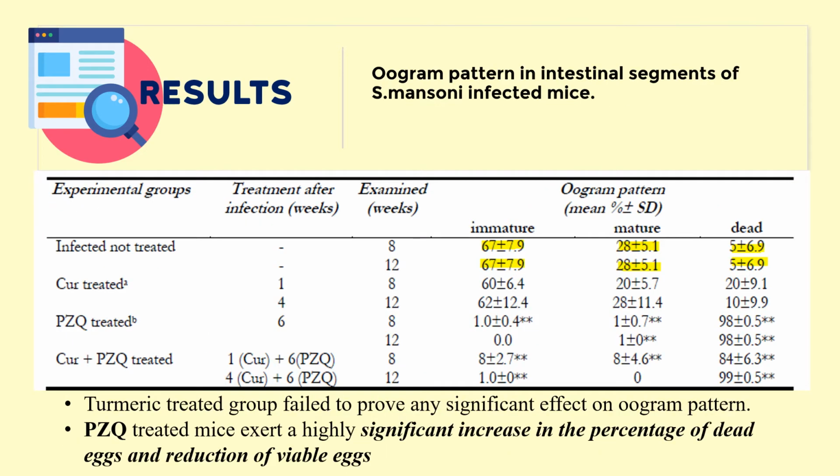For the oogram pattern of intestinal segments of S. mansoni infected mice, the turmeric-treated group failed to prove any significant effect on the oogram pattern as compared to the control group. Praziquantel-treated mice exerted a highly significant increase in the dead eggs and a reduction of viable eggs. However, in the combined therapy, there was a complete disappearance of mature ova.